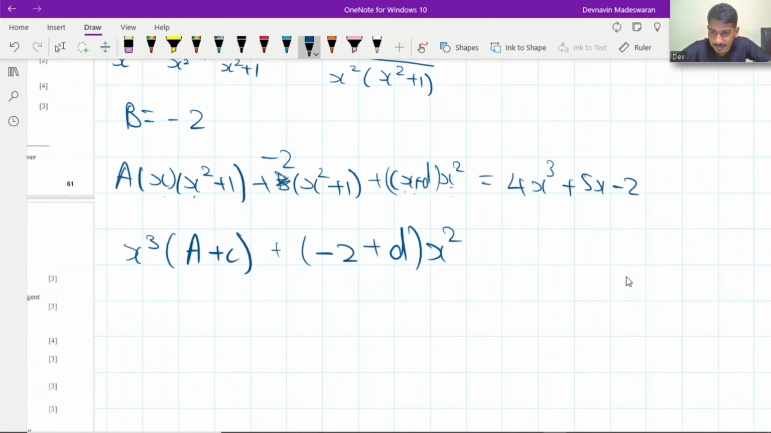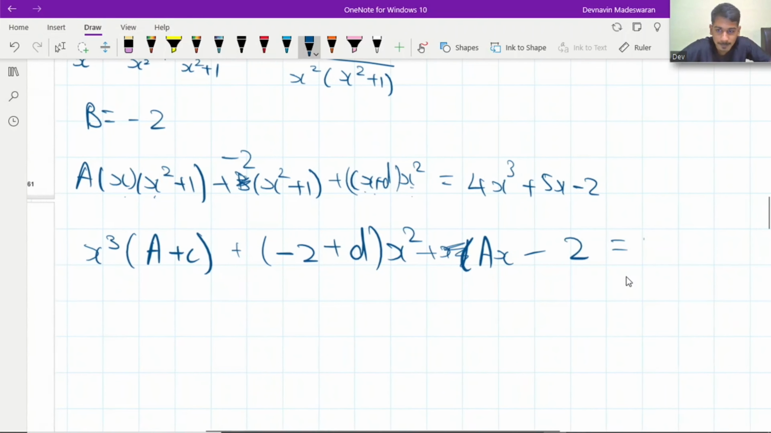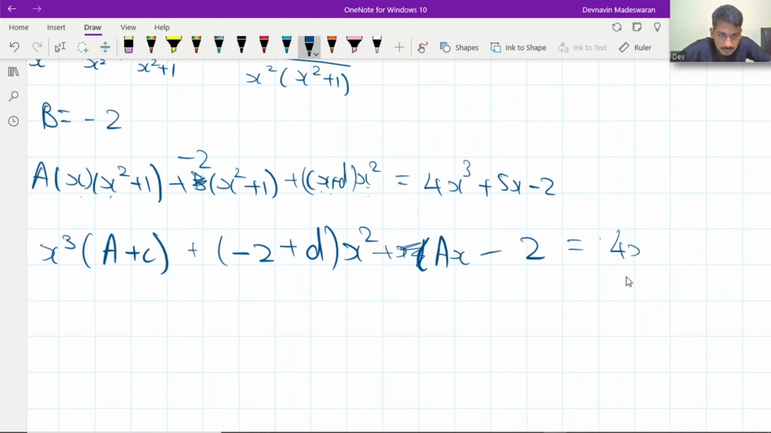We have x, right? This will multiply to get 1x, that's A. What else do we have? That doesn't give us any x's. That also doesn't give us any x's, so Ax is the only x. As for constants, negative 2 is a constant, and that's the only constant, equal to 4x cubed plus 5x minus 2.